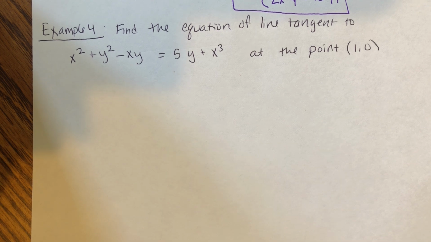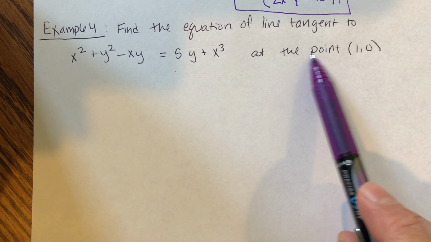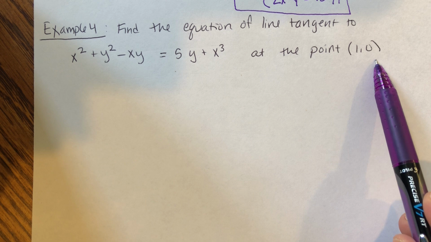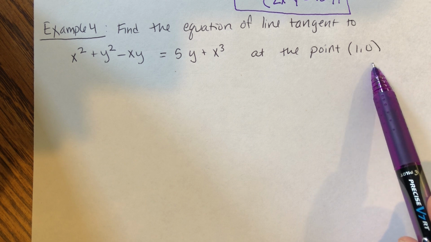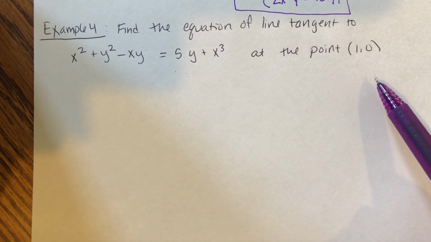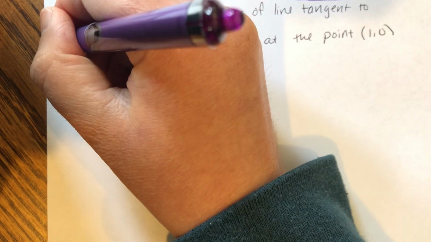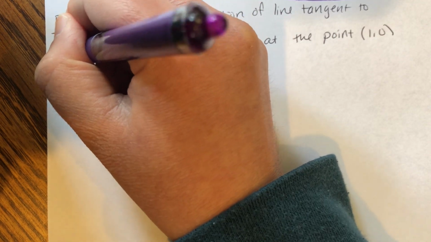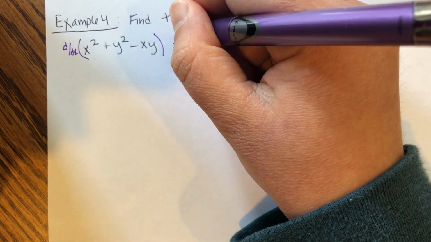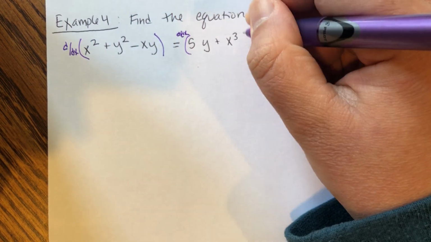And so to find the equation of the tangent line, we need a point on the curve, which we have, (1, 0), and we need a slope. Right? Well, to find the slope of the tangent line, we need to take the derivative. So we take the derivative with respect to x on both sides. d/dx of both sides.